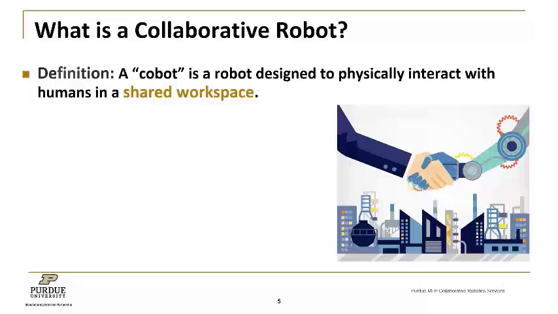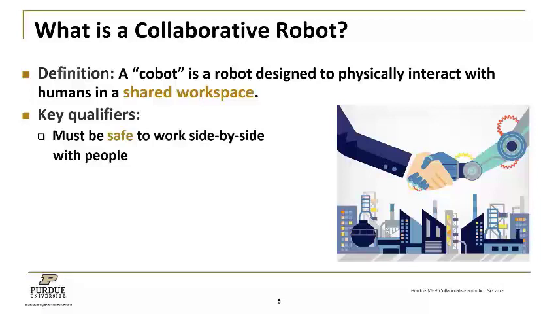In addition to being safe, cobots have some other key characteristics. They must also be easy to program. And cobots are usually much easier to program than a standard industrial robot because they have a very simple and intuitive user interface. It looks kind of like a handheld tablet.